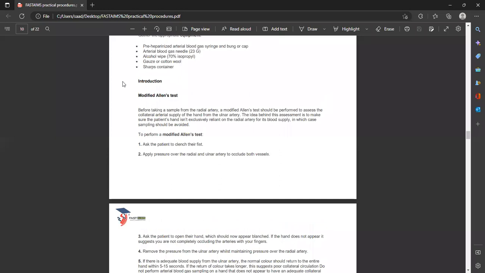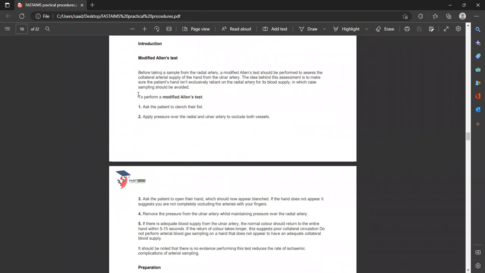And there is an important thing, that is the modified Allen test. Remember, in this scenario, you just have to perform the procedure. You do not have to take history. So make yourself aware of the situation and perform the relevant examination and procedure only. So this is the modified Allen test. It is a special test to check the ulnar patency.